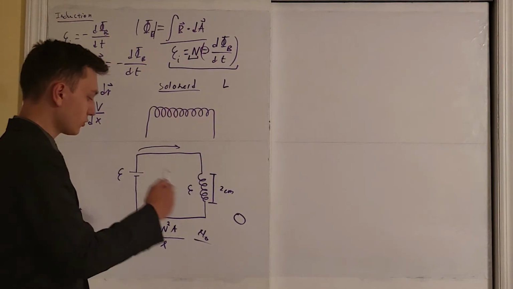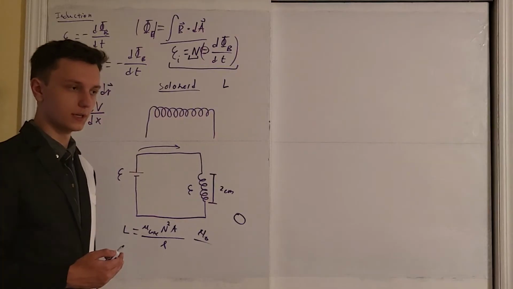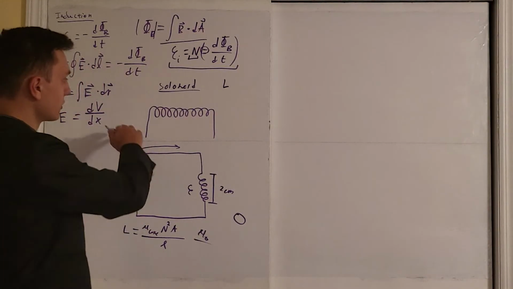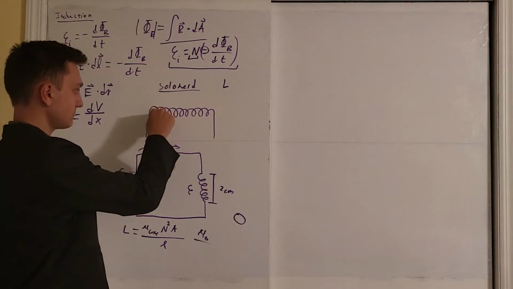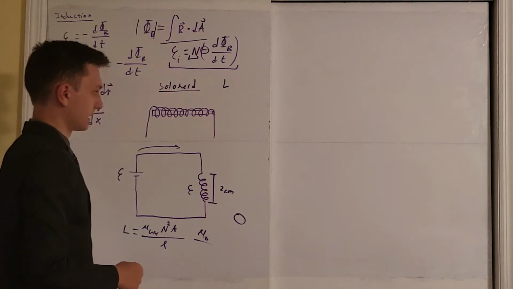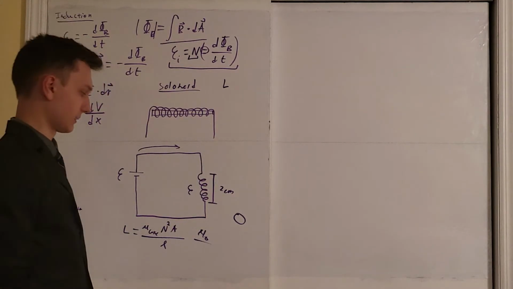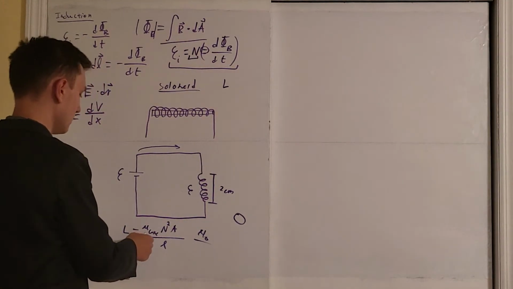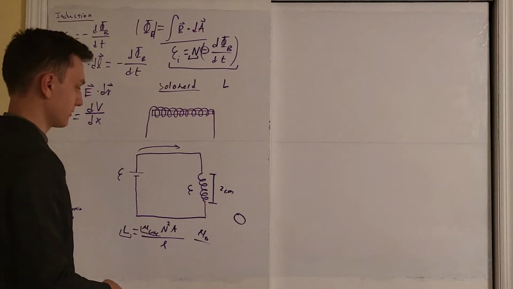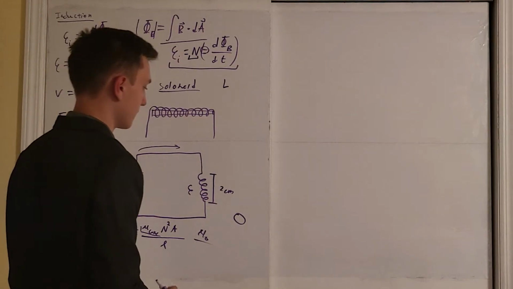Oftentimes, to increase the inductance of a solenoid, an iron or a different type of metal core is inserted through the loops like this, okay? And that increases the inductance. You would either be given it, or you would be given the inductance and need to calculate it, okay?